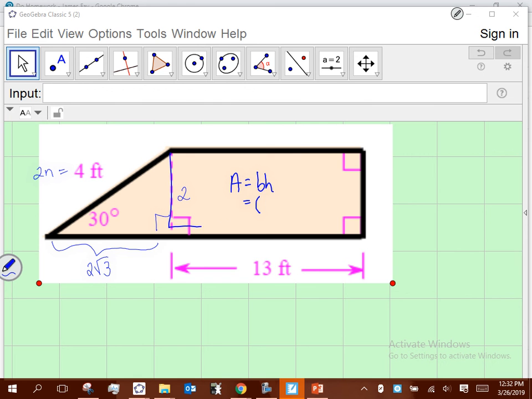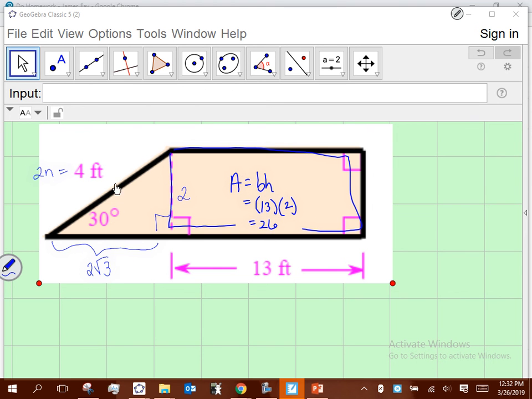I'm looking at this rectangle. What would be B? 13? What would be H? 2. Does that matter? Which one was B, which one was H? No, because multiplication is commutative, so it doesn't matter. But that gives me 26.